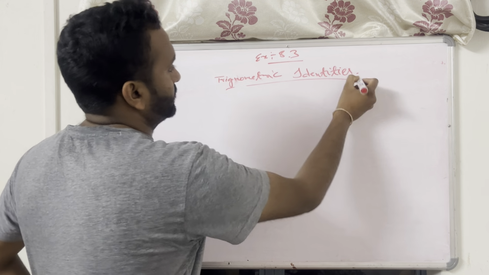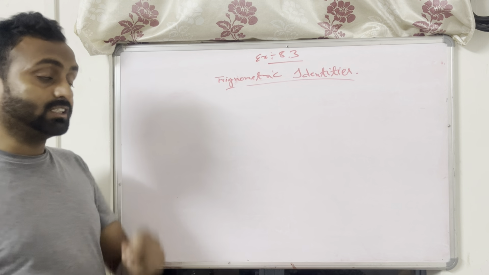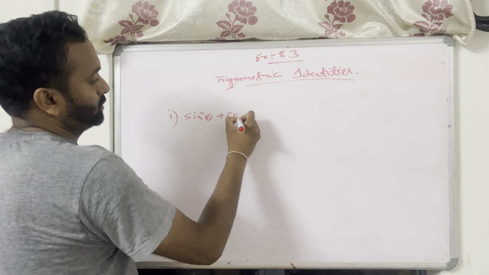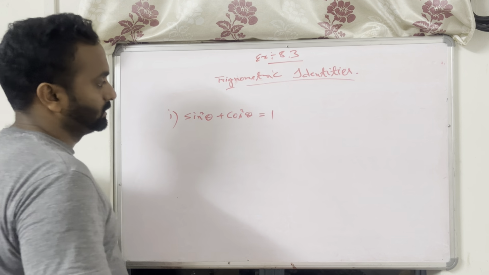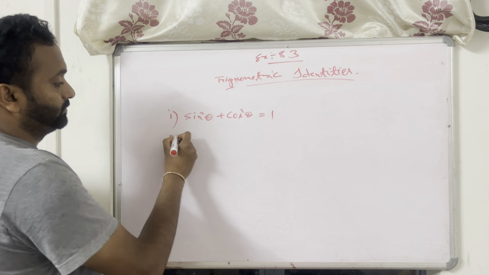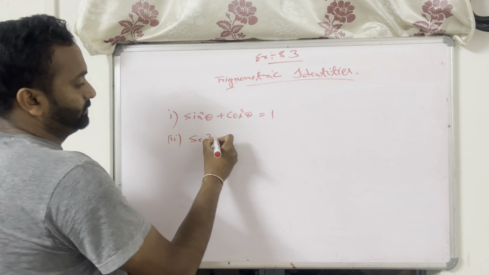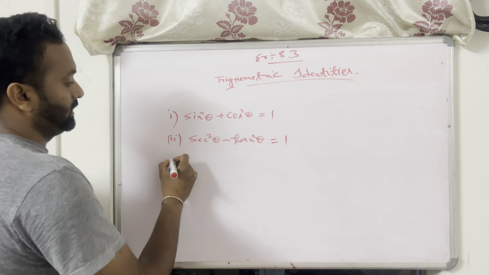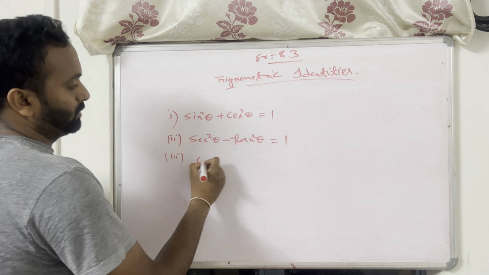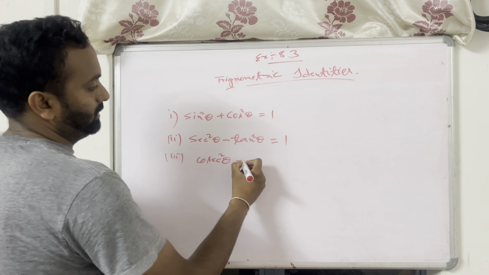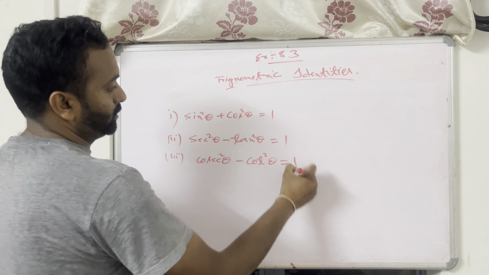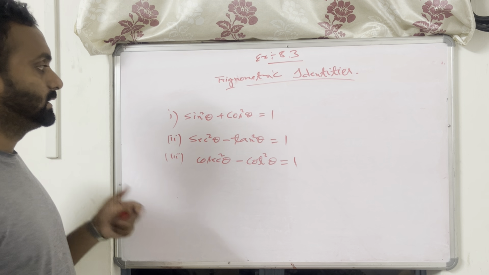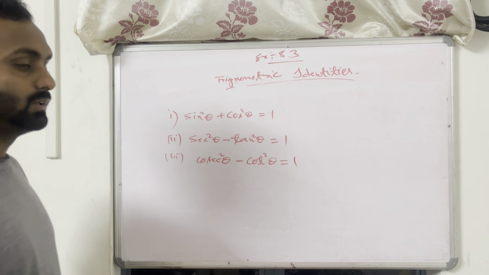So what are these identities? Basically there are three major identities. The first one is sin squared theta plus cos squared theta equal to 1, and the second one is sec squared theta minus tan squared theta equal to 1, and the third one we have is cosec squared theta minus cot squared theta equal to 1. So these are the three major trigonometric identities that are required in exercise 8.3.